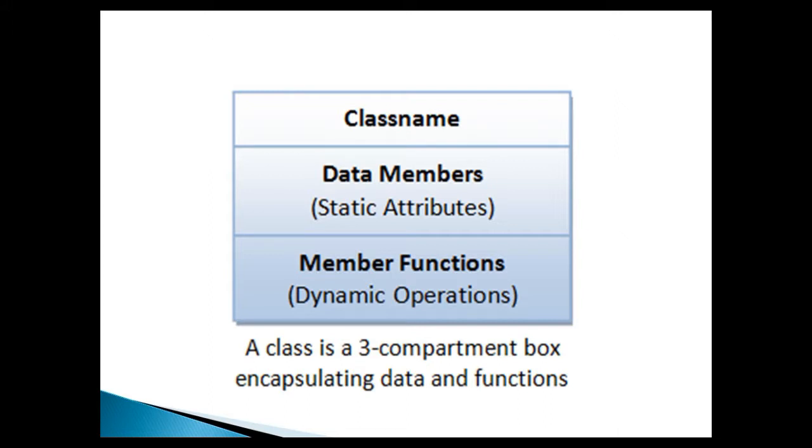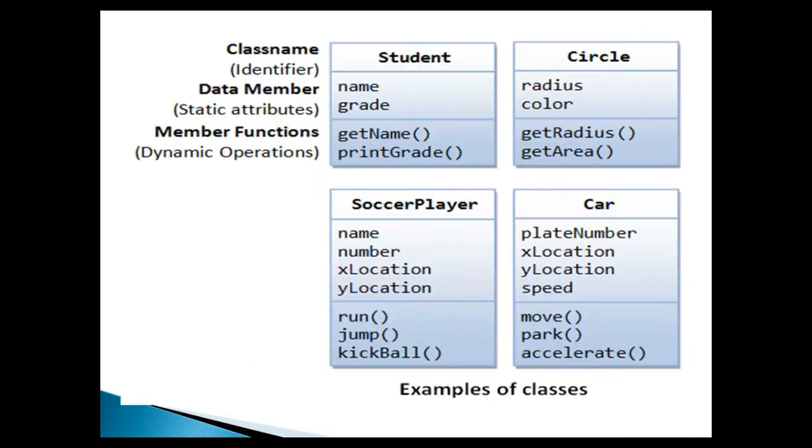For example, when we take a student, we have ID, student age, student name, student year. These are called data members. This is the structure of the class. In this box, first is the class name, second is the data members, third is the member function. We already said a class is a collection of data members and member functions.